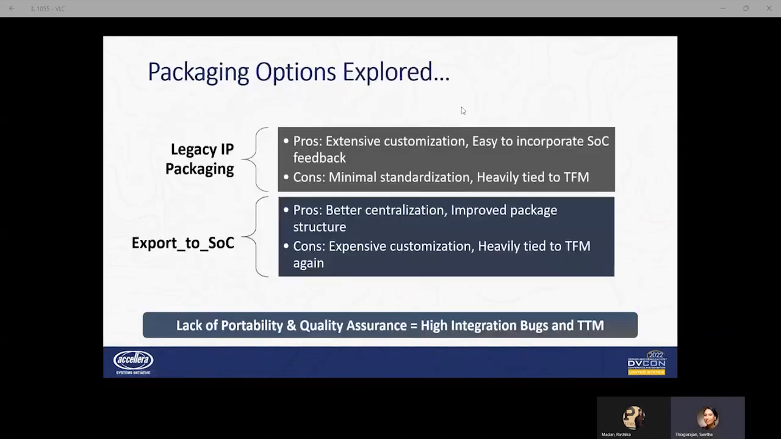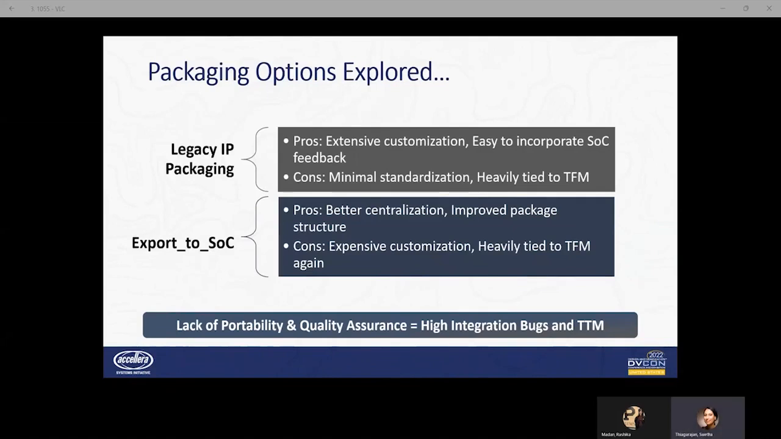We went through at least 2 iterations of packaging flows. The legacy IP packaging solution had noticeable shortcomings that resulted in multiple integration bugs and hotfixes. Our initial solution was a diversified utility that completely transformed an IP to an SOC-based model. While this provided extensive customization hooks, lack of centralization forced each IP to maintain their own copy of a flow that was heavily tied to the TFM and the environment.